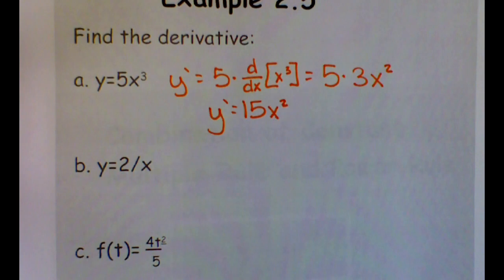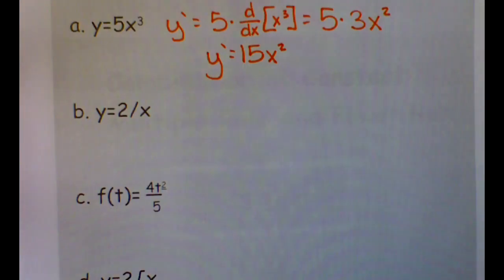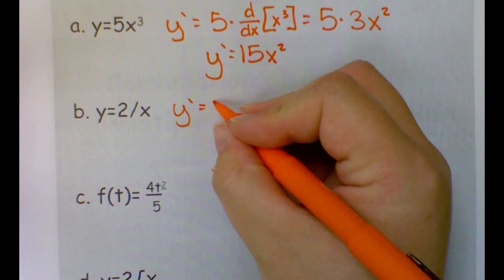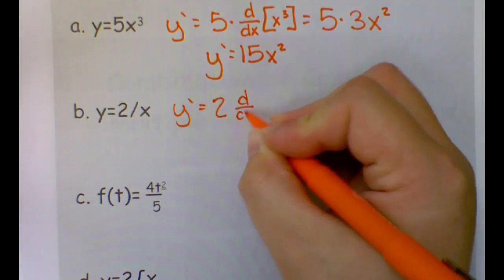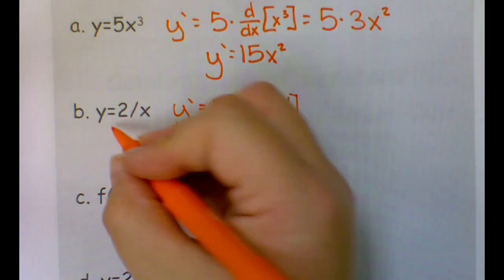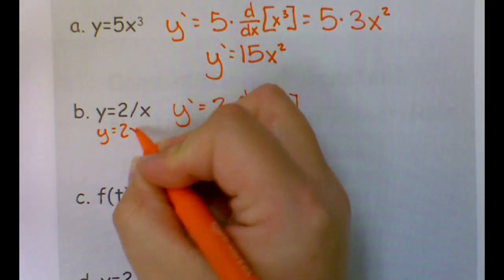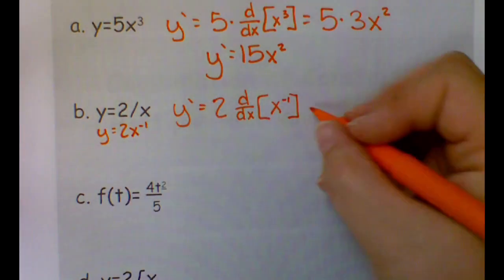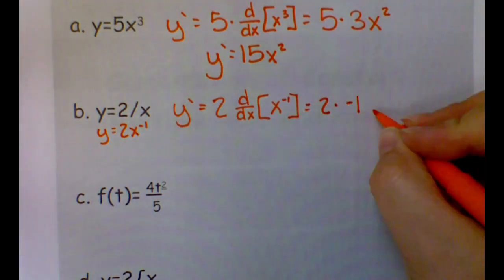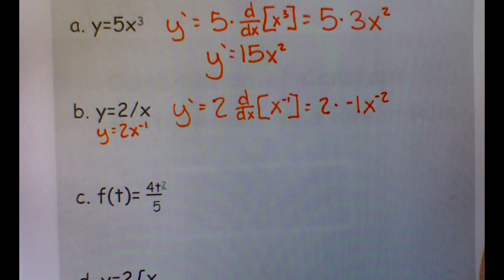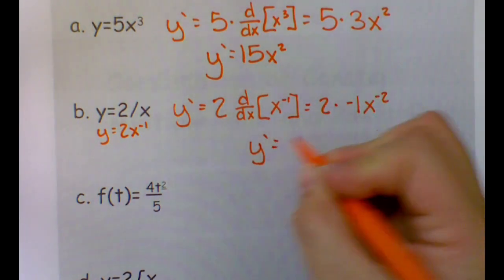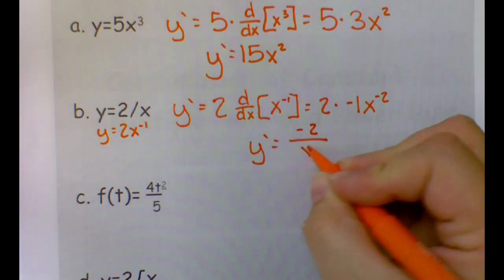That's my answer. Now y equals 2 over x. Well, the derivative, y prime, will be equal to 2 times the derivative of x to the negative 1st power, because I would have rewritten this as y equals 2x to the negative first power. So I keep my 2. I bring down my power, negative 1, x to the negative second power because I subtract. Combine terms, and we get y prime equals negative 2 over x squared.